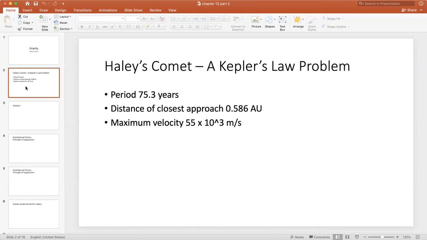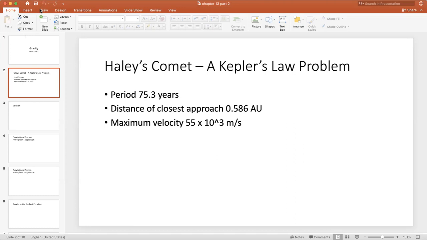But if Halley's Comet has a period of 75.3 years, and we know that the distance of closest approach is 0.586 AU, so a little over half the distance from the sun to the Earth is the closest it gets to our sun. And we know that it has a maximum velocity when it gets there of 55 times 10 to the third meters per second. We want to know a few things. We want to know what its eccentricity is. We want to know what its speed is, how far away it gets.